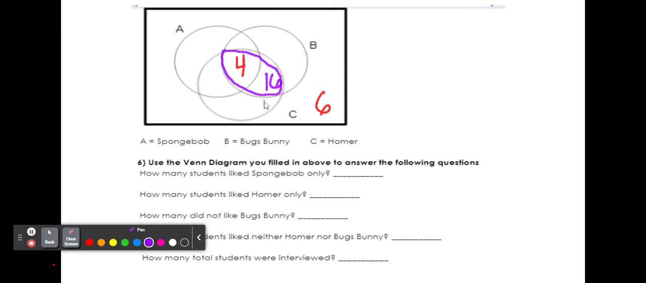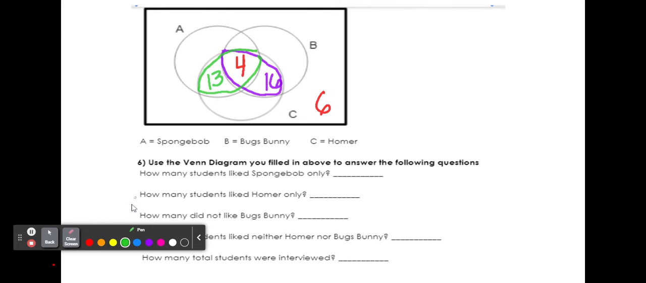All right. The next statement up was 17 liked SpongeBob and Homer. So SpongeBob and Homer is this part over here, and 17 liked them. So 4 of them are already there. 17 minus 4 is 13. And that's how I figure out this part that only liked SpongeBob and Homer.